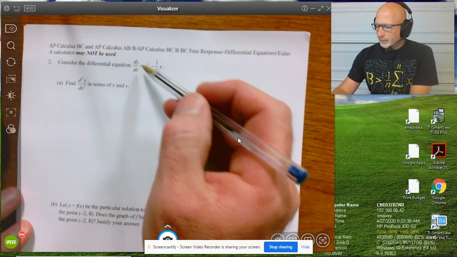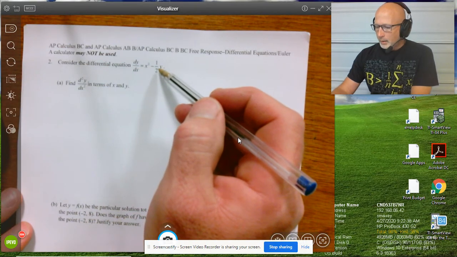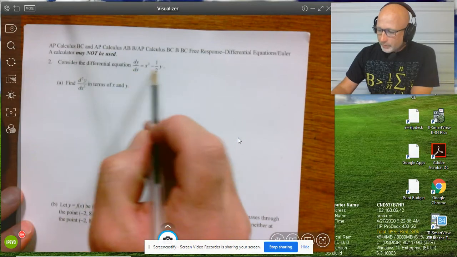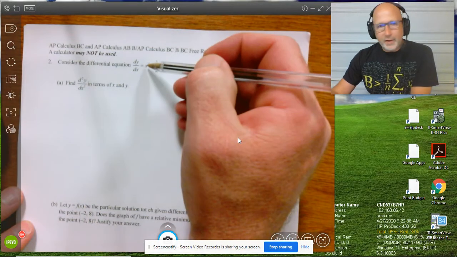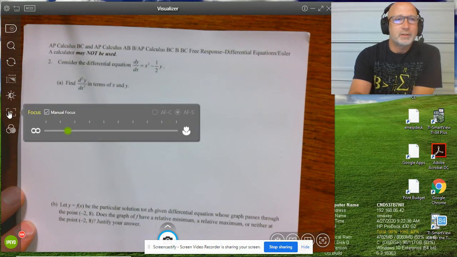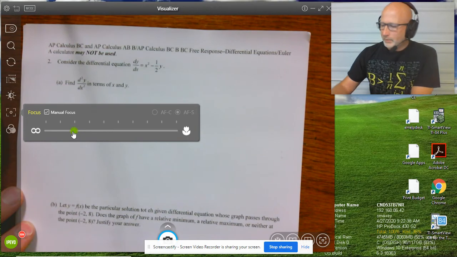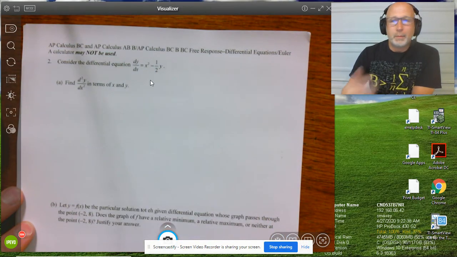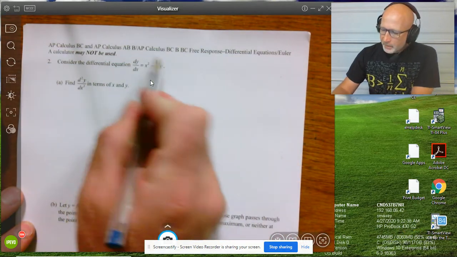Consider the differential equation dy/dx equal to x squared minus 1/2 y. Find the second derivative. Right away, you know you're going to be taking the derivative of both sides with respect to x. That's fine with this: if I'm taking the derivative of x squared with respect to x, it's fine because it matches up. But what about the y? The y doesn't match up, right? So when I take the derivative of y with respect to x, I need to make sure I have the y prime or dy/dx.